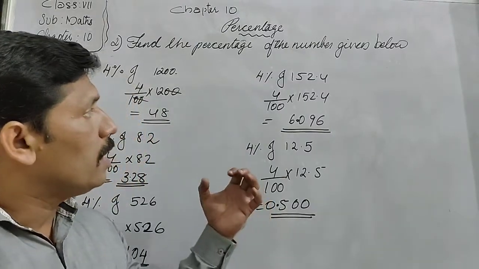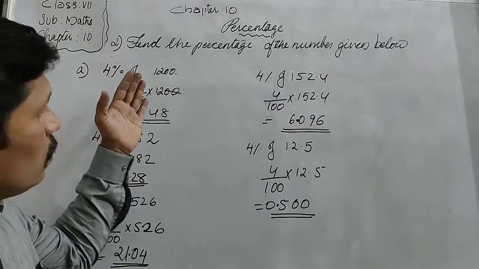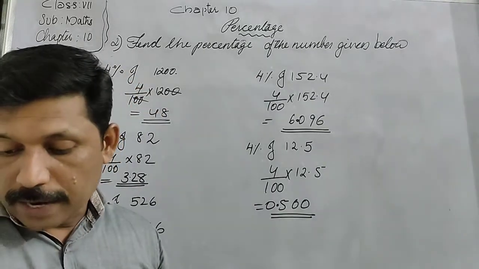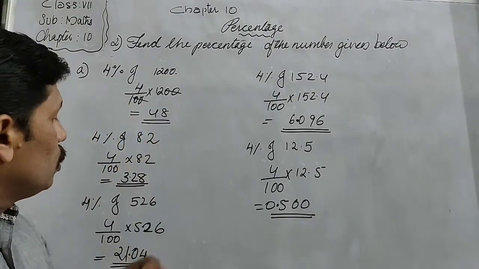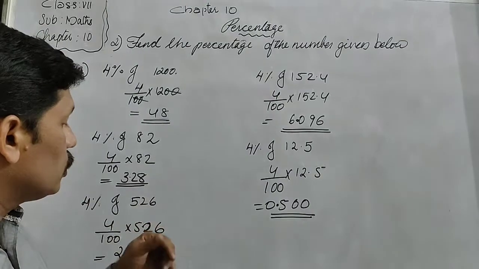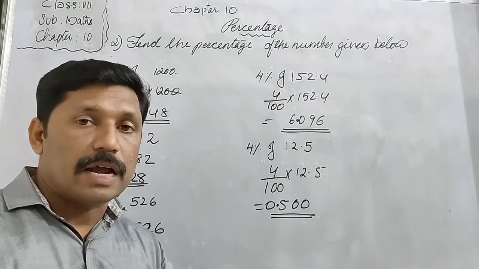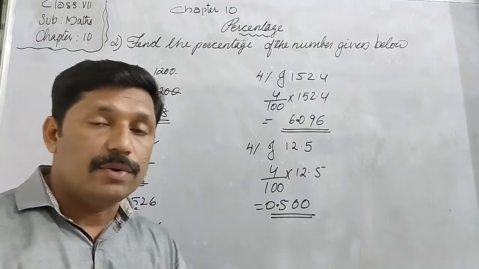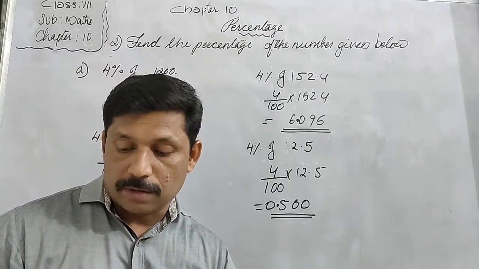I have done A only, and B, C and D are for you. In B also, with all these numbers you have to calculate. Question B is 92% of 1200, 92% of 82, 92% of 526, 92% of 152.4. In that way you have to calculate. The method is the same only. The way I have done, accordingly you can solve the remaining questions. So we move to the next question.